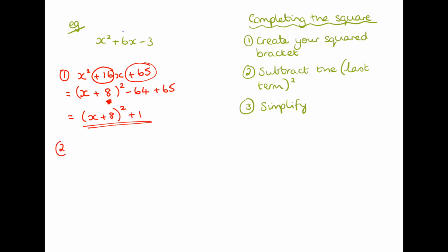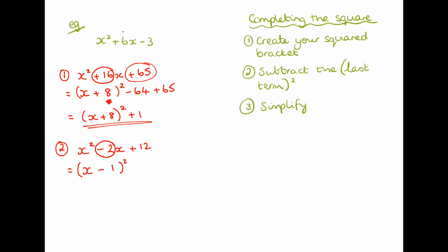Okay, next one. x squared minus 2x plus 12. So let's follow the steps. So create a squared bracket. Remember, in the front of it, you put your letter. In the back of the squared bracket, you put half of that. So it'd be minus 1.